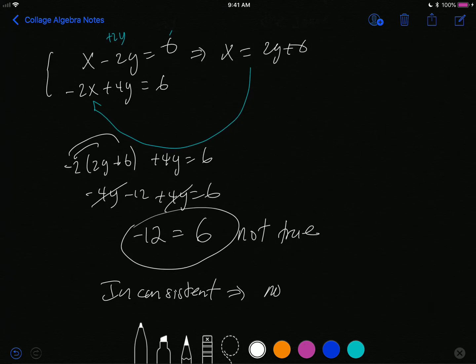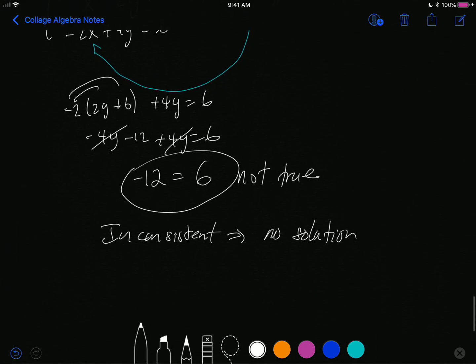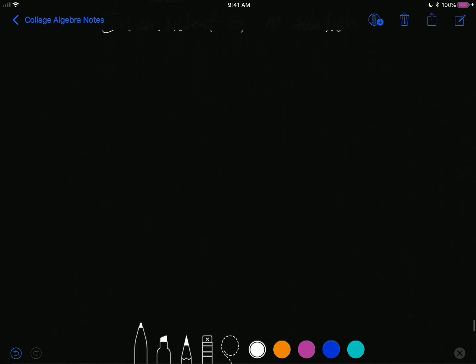It has no solution. Negative 12 is simply not equal to 6. The last kind of system that we get is a consistent but dependent solution. By the way, when we say consistent, it means we have an answer. We'll get to the independent versus dependent in a second.